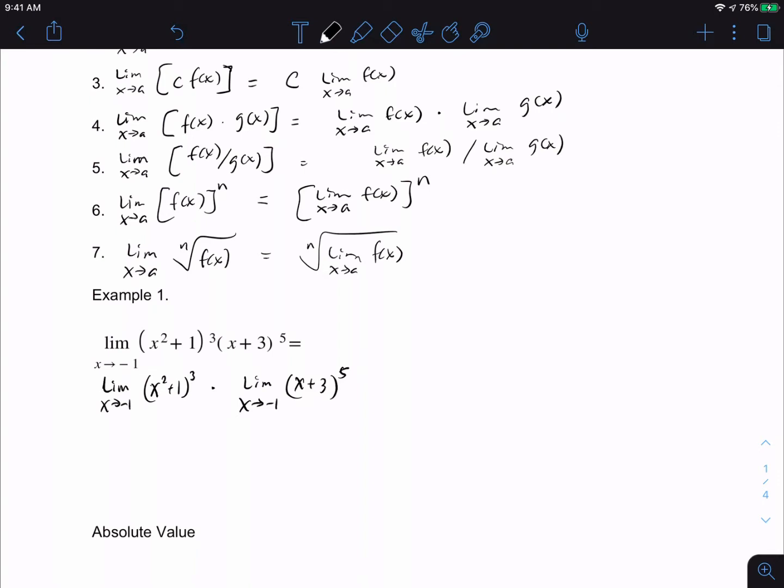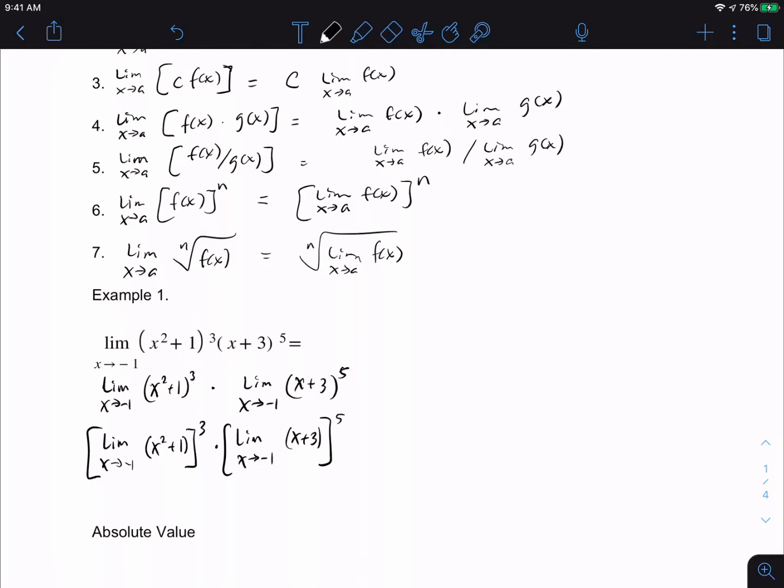Now, by rule number 6, I know that I can rewrite this to be the limit as x approaches -1 of x squared plus 1, now this whole thing cubed, times the limit as x approaches -1 of x plus 3, this whole thing to the 5th power. And I really should have parentheses here because the limit is not only hitting the first term, it's hitting that whole quantity. Okay, so that's important.